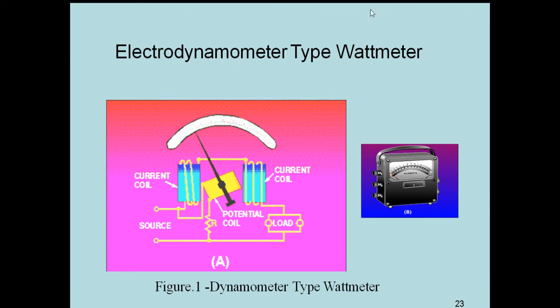So generally in laboratories we'll see the wattmeter as like this. It will have different power ranges, current ranges, and different voltage ranges will be available. We are selecting a suitable range of current and voltages.